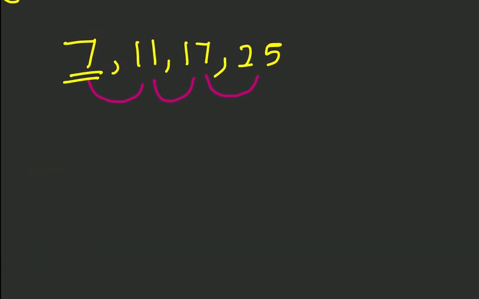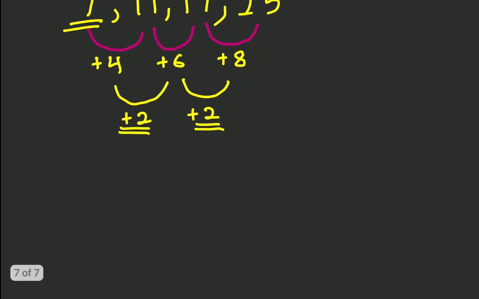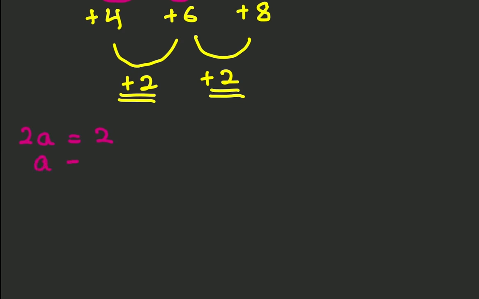I hope the basic fundamentals of solving a quadratic sequence are much easier for you than before. So let's apply the knowledge we have now. So 7 to 11 is plus 4, 11 to 17 is plus 6, and 17 to 25 is plus 8. Now the second difference: 4 to 6 is plus 2, 6 to 8 is plus 2 as well. So this is our constant second difference. So 2a is equal to 2, so a is equal to 1.